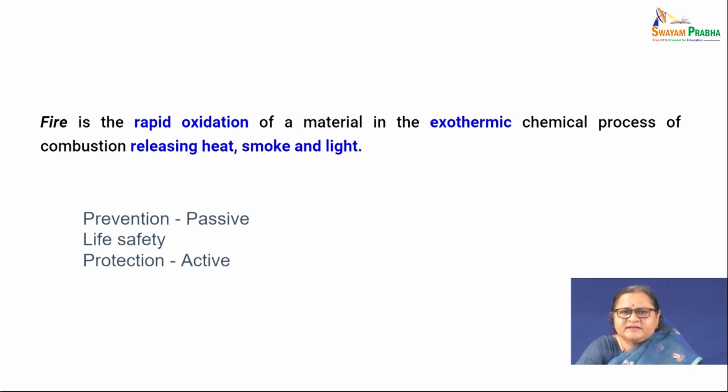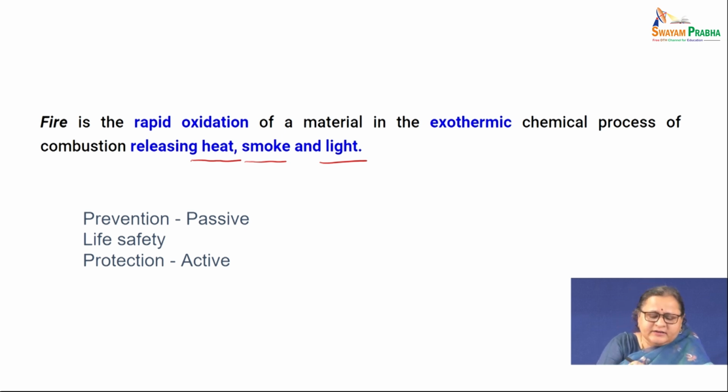It is rapid oxidation of any material and it is an exothermic chemical process. Exothermic means it gives out energy during the chemical process. It releases heat, smoke and light. Now, this heat is one which can destroy the building system, but smoke is something that can pass from one place to another, and you cannot stop it if it is not checked.